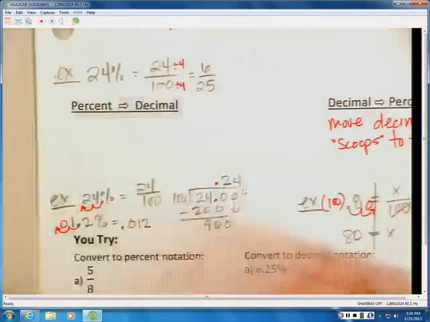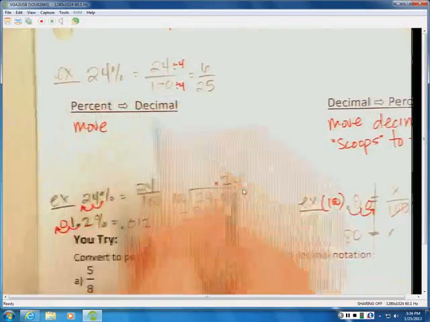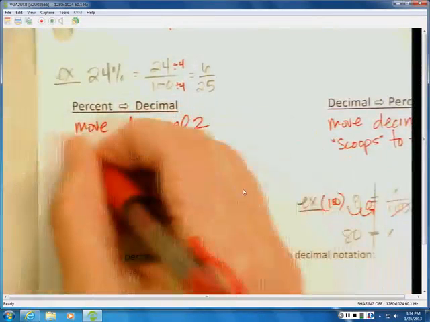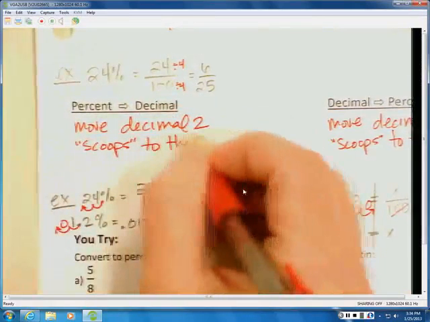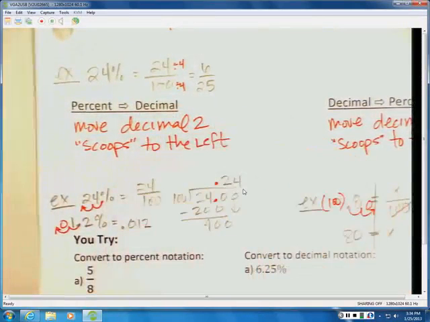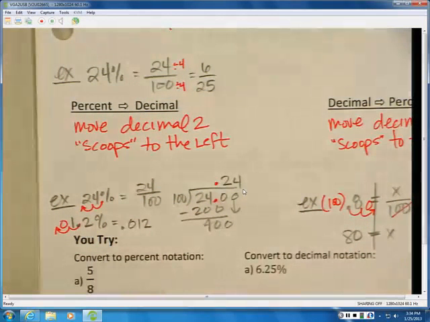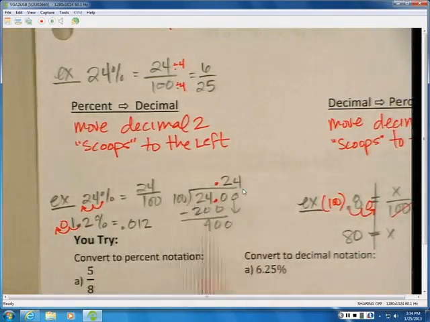So, in summary, to turn a percent into a decimal, you're going to move the decimal 2 scoops to the left. The alternative to the shortcut, if you're going to get them confused between whether you should go left or go right, work it out the long way. 24%, write it as a fraction, and do some long division. Doesn't take that long, and you're guaranteed to get it right here.